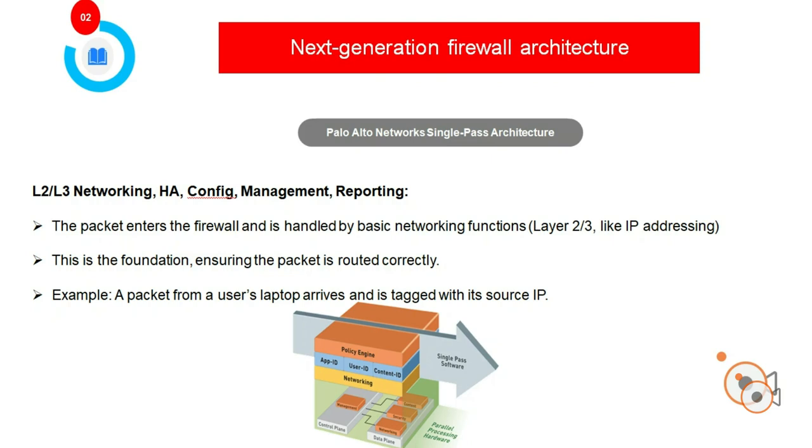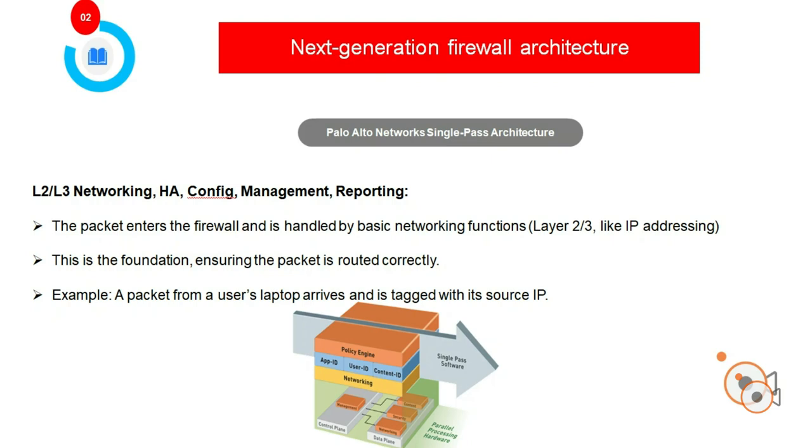And when the packet passes one time, the Palo Alto firewall will check networking, application ID, user ID, content ID, and it will apply the policy in one time. Then, in parallel, the firewall looks at the packet's source and destination using IP addresses or MAC addresses. Then it decides how to route or forward the packet based on this information. And at the same time, it will also check the application ID, user ID, and content ID.